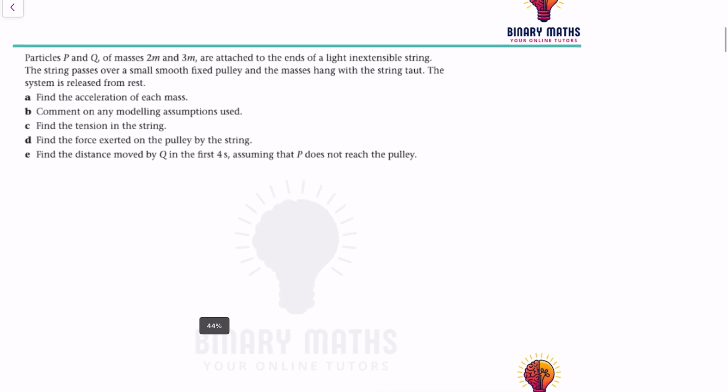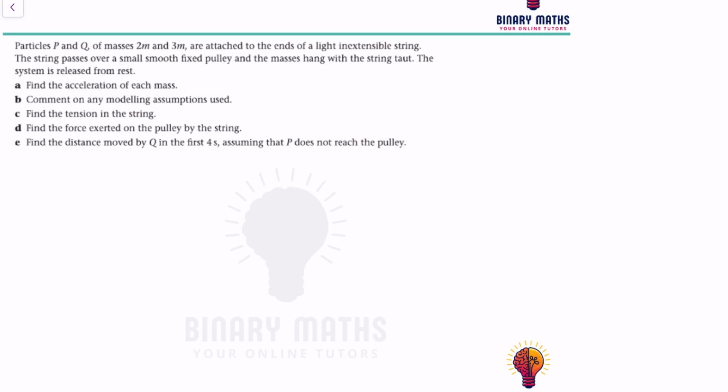Okay, next question. Particles P and Q of masses 2m and 3m are attached to the ends of a light inextensible string. The string passes over a small, smooth, fixed pulley and the masses hang with the string taut. The system is released from rest. So if I were to draw it out, we've got a pulley, and then we've got strings on either side. We've got particle P and particle Q, which is heavier, so that means it's going to be lower.